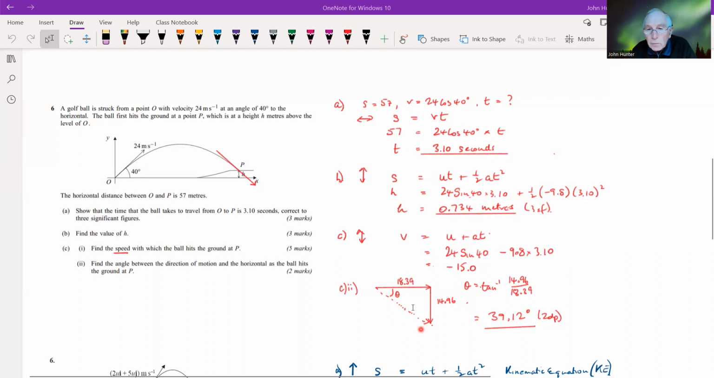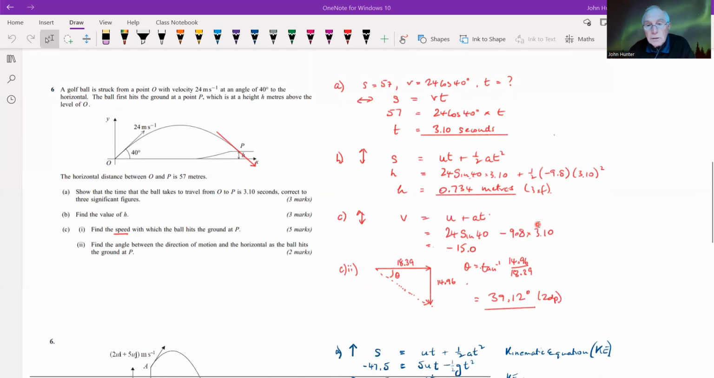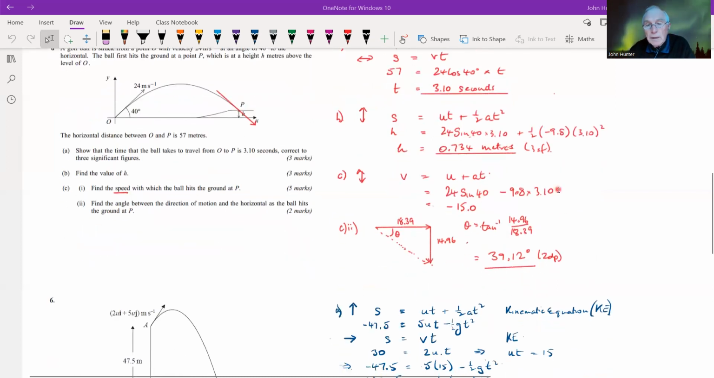And that's it. Actually, if we needed to find the speed with which the ball hits the ground, that would have been applying Pythagoras to this and this. So it would be the square root of this squared plus this squared, and that would have been the speed at which it hits the ground. Okay, so yeah, that's a nice little problem.